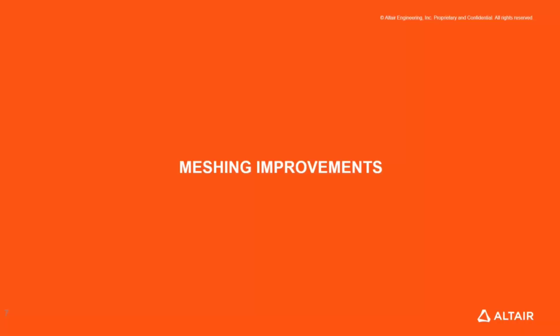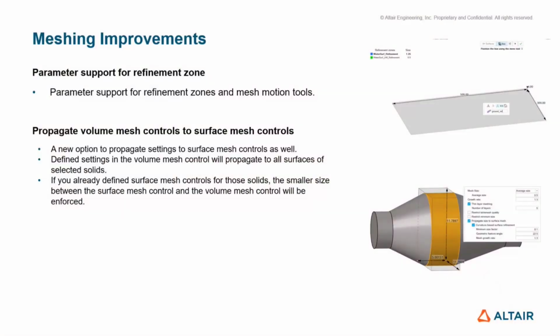Moving on to the meshing improvements, very tiny few improvements. First, we supported parameters for the refinement zones. So now you can set up all your refinement zones, and you can define the refinement size as a parameter. So that is now supported.